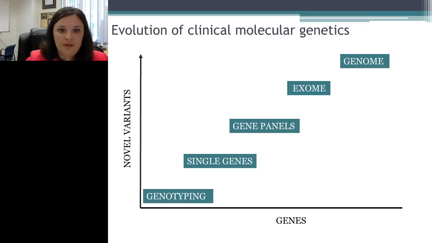As many of you probably realize, the evolution of clinical molecular genetics is really growing. We started out several years ago doing just genotyping, and during that time, interpretation of sequence variants wasn't really required because by definition we were looking for variants that we already knew were pathogenic. However, as things have evolved to single gene sequencing and then onto gene panels, which can contain anywhere from 5 to hundreds of genes, and now exome and genome, which include thousands and thousands of genes, the need for variant interpretation has greatly increased.